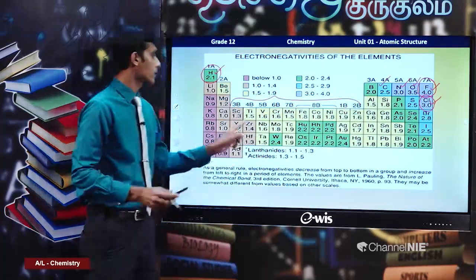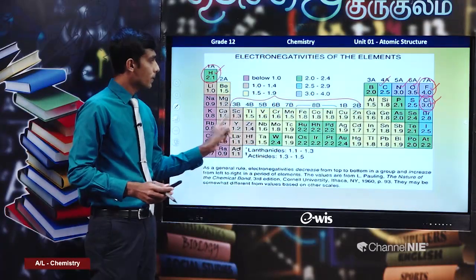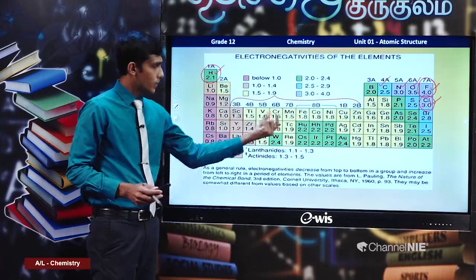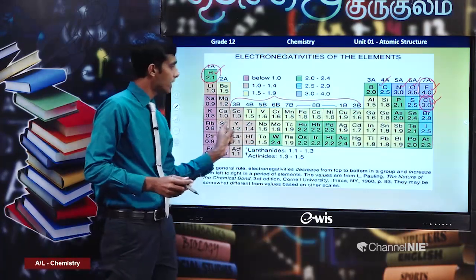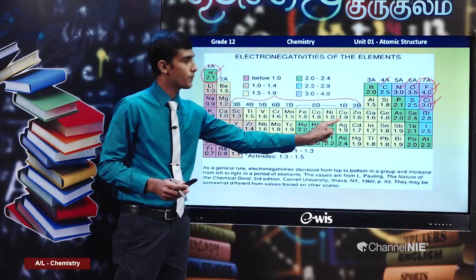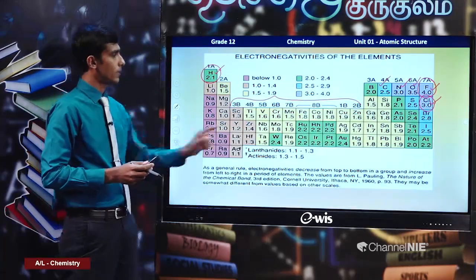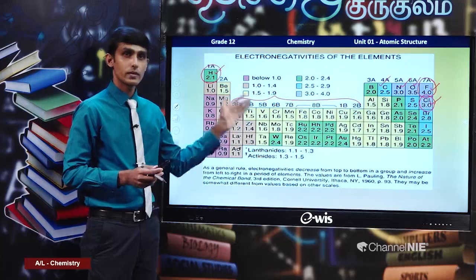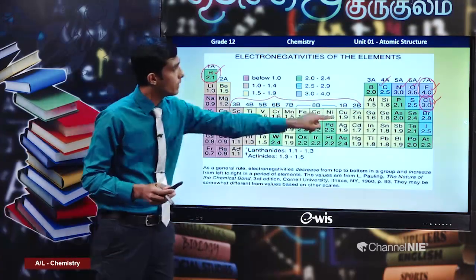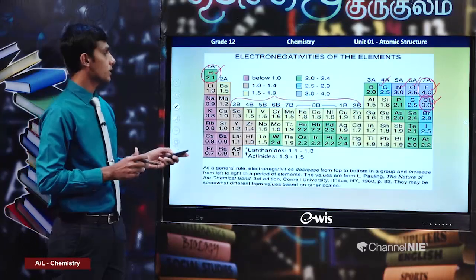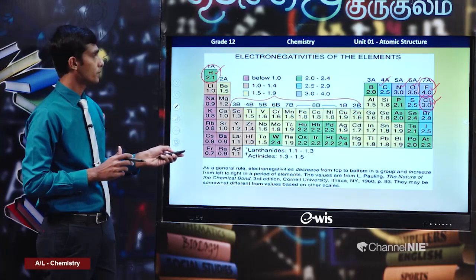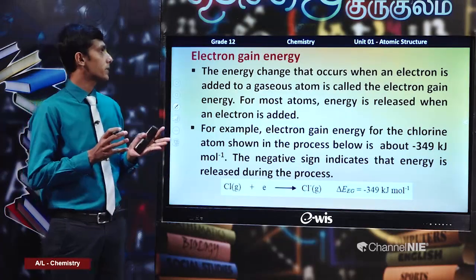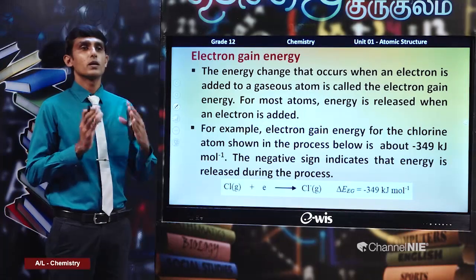zinc, you can see the electronegativity values. The variation is not very regular. There are some unexpected variations as well, but in general we can say there is a slight increase up to copper. In between, for some elements the values are different, which means there are decreases as well. It is not a very regular variation, but up to copper there is a slight increase. Right. I hope you can understand electronegativity. That is a very important periodic property.